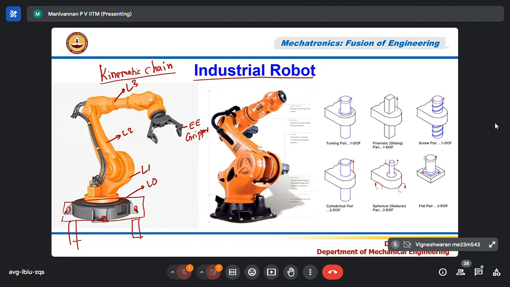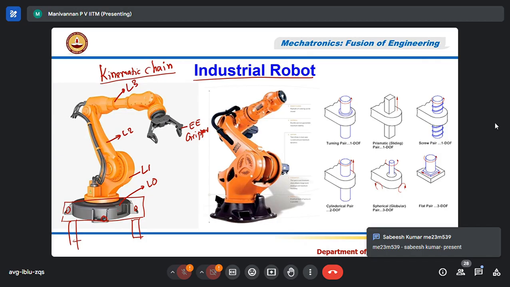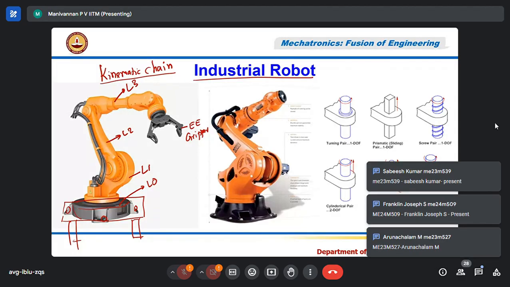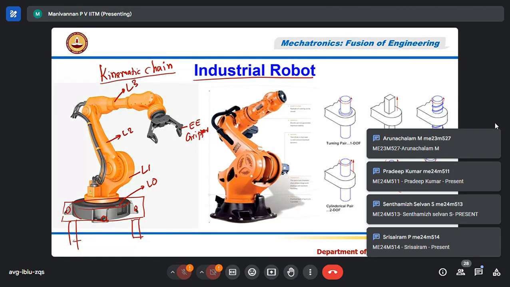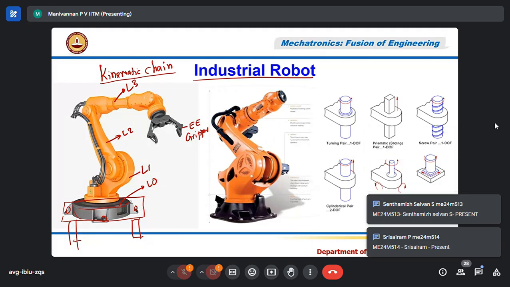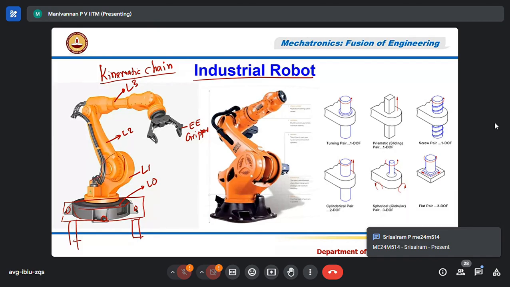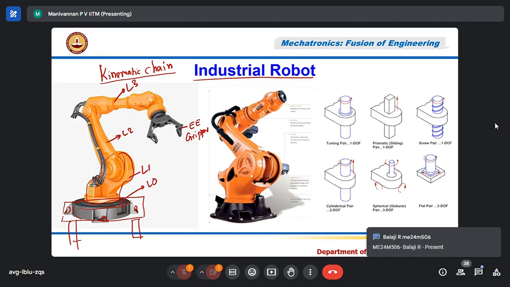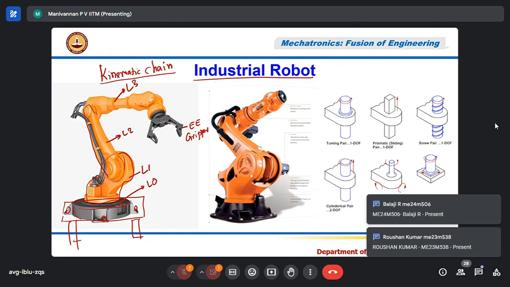The black or brownish cement color, the whole thing is one link. It is made of solid material, maybe aluminum or stainless steel. This is called link 0. Then the second one is this whole part, the next link. Similarly, this part is the third part. This is called link 2.